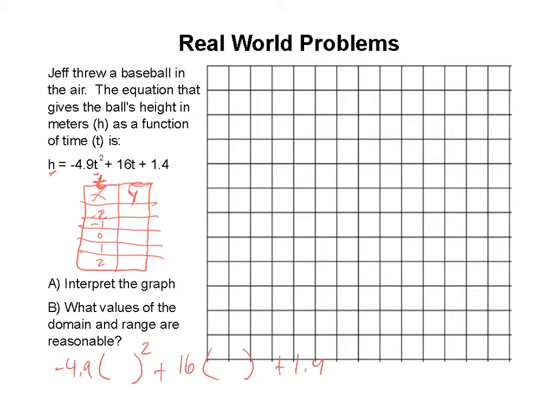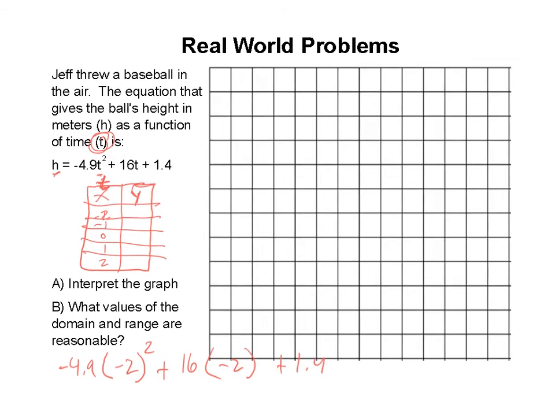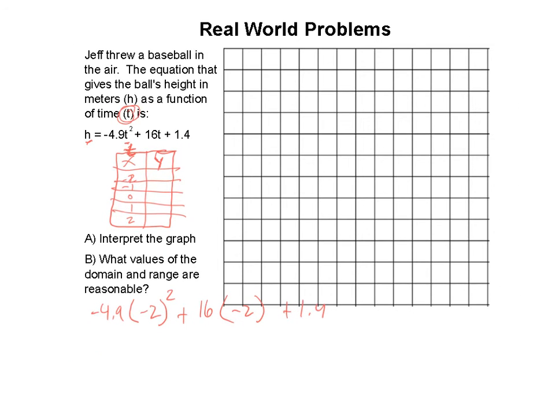Okay, so let's put in, remember our t, time, always goes on the x-axis. So let's think of that as our x's. So we're going to put negative 2 into these two spots this time, okay? And that's going to help us get our answer. Let me pull this up just a little bit so we can have some more room down here. Okay, negative 2 squared is positive 4, okay? And then you're going to take that times negative 4.9.